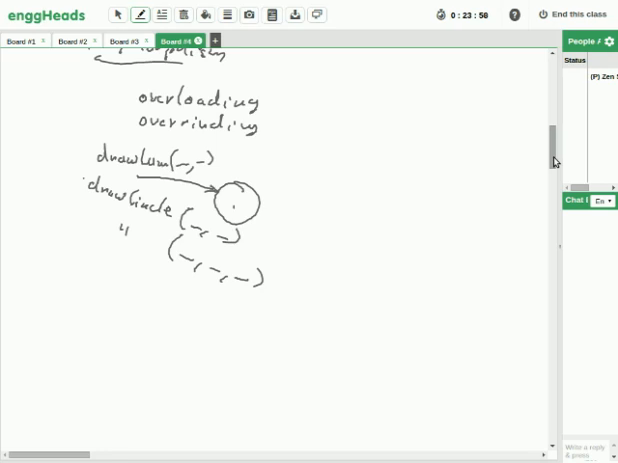Okay, so this is about polymorphism. Overloading, overriding. So object-oriented programming. We understand what is object-oriented programming.